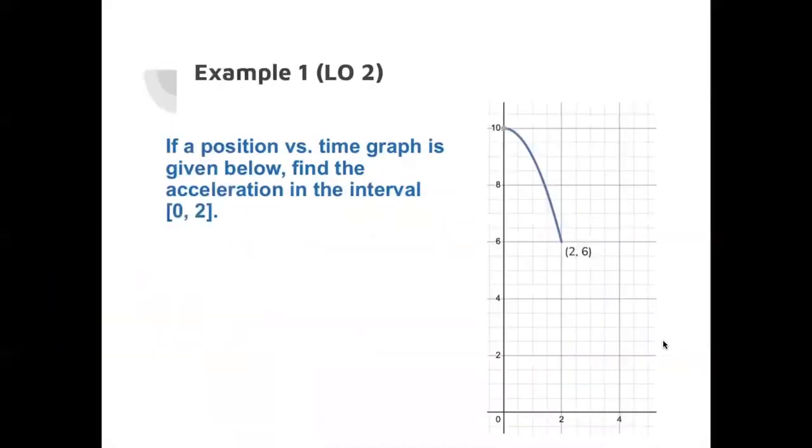Let's solve some sample examples. If a position versus time graph is given below or on the right side, find the acceleration in the interval 0, 2. Okay. So we're given a position graph, right? And then let's think of what is the average rate of change of this function. In other words, let's find the velocity graph first.